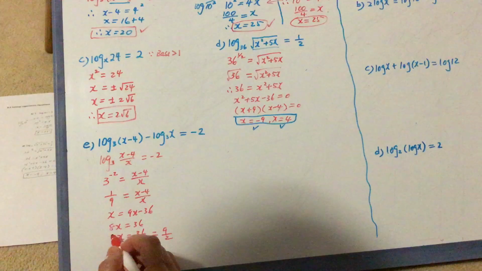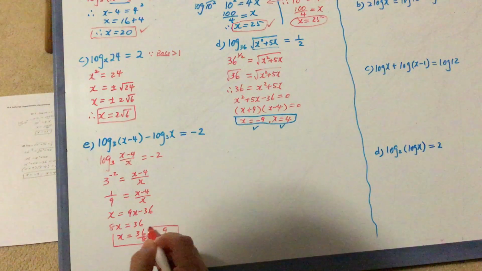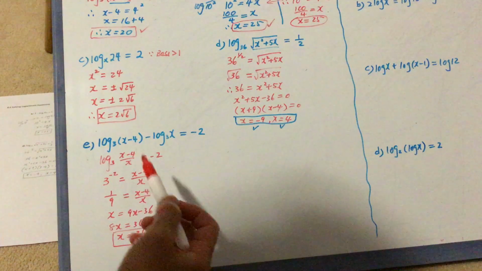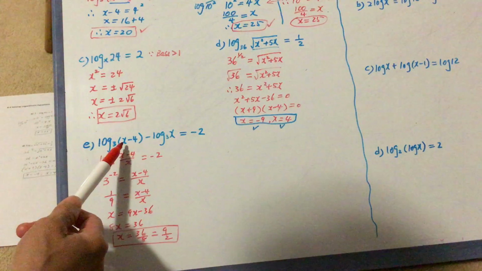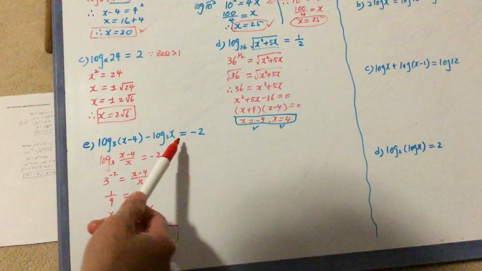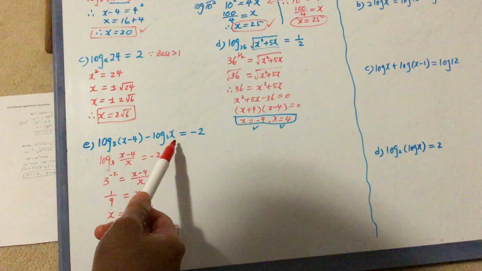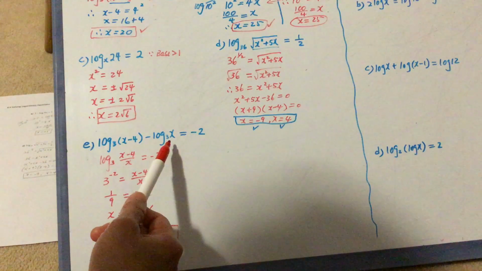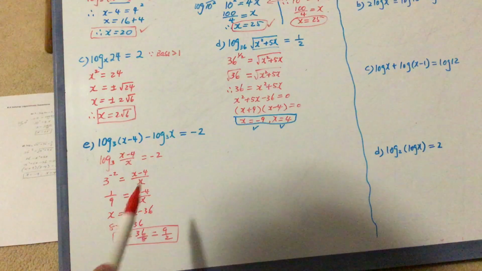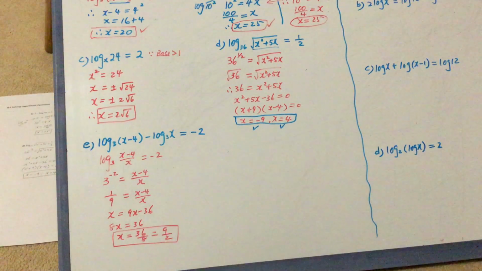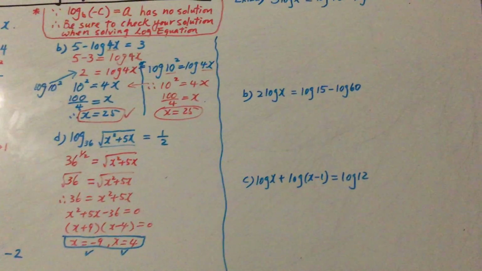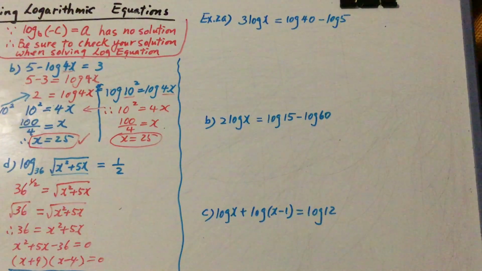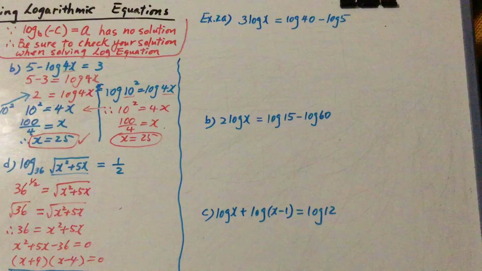Okay, and 9 over 2 is approximately 4.5. So if you put in 4.5 here, you still get a positive. If you put in 4.5 here, you still get a positive. So it will be working out fine. Okay, so this is example 1e. Now, I just want to quickly show you the next example, example 2a.